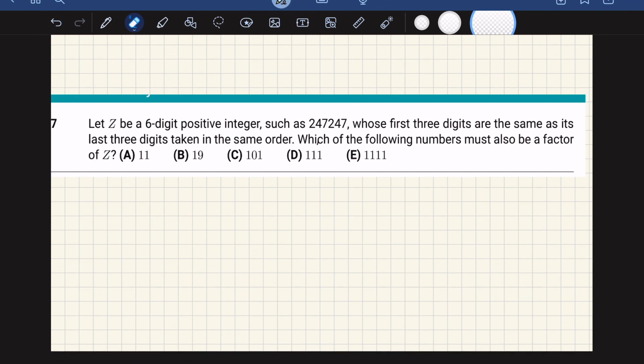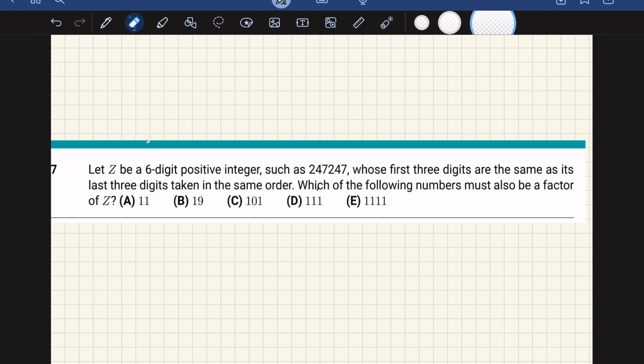Hello everybody, we are looking at question 7 from the AMC8 2017. Let Z be a 6-digit positive integer such that it looks like 247,247, whose first 3 digits are the same as its last 3 digits, taken in the same order. So it doesn't have to be 247,247. It could be 386,386, or 121,121, but it's got to be something of that form. Which of the following numbers must also be a factor of Z?